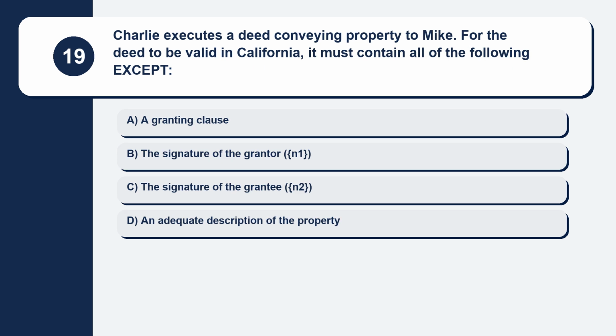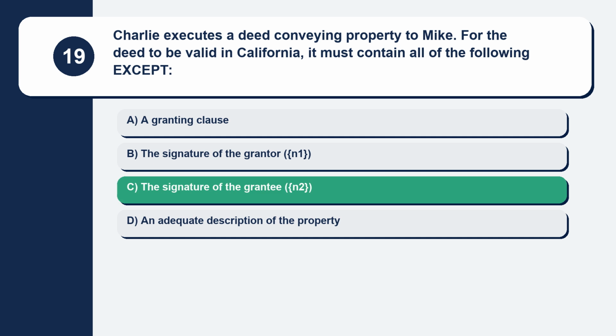Question 19. Charlie executes a deed conveying property to Mike. For the deed to be valid in California, it must contain all of the following except. Here are your options. Option A, a granting clause. Option B, the signature of the grantor, Charlie. Option C, the signature of the grantee, Mike. Option D, an adequate description of the property. The correct answer is option C, the signature of the grantee, Mike.